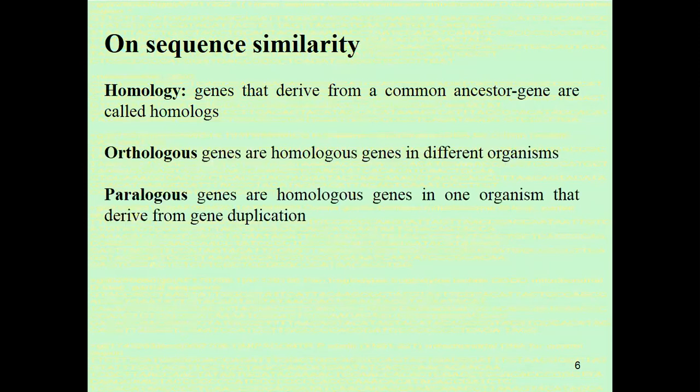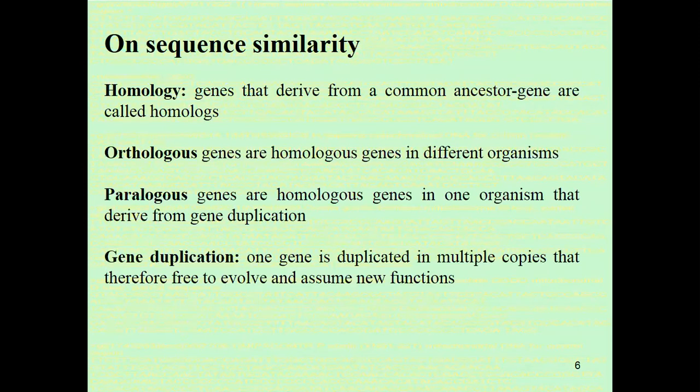So here are some basic concepts about sequence similarity. Homology: genes that derive from a common ancestor gene are known as homologous genes, derived or duplicated from one single ancestor gene. Orthologous genes are homologous genes in different organisms, and paralogous genes are homologous genes in one organism that derive from a gene duplication. Homology means one ancestor gene has two similar genes, or the genes derived specifically from one gene are homologous genes.